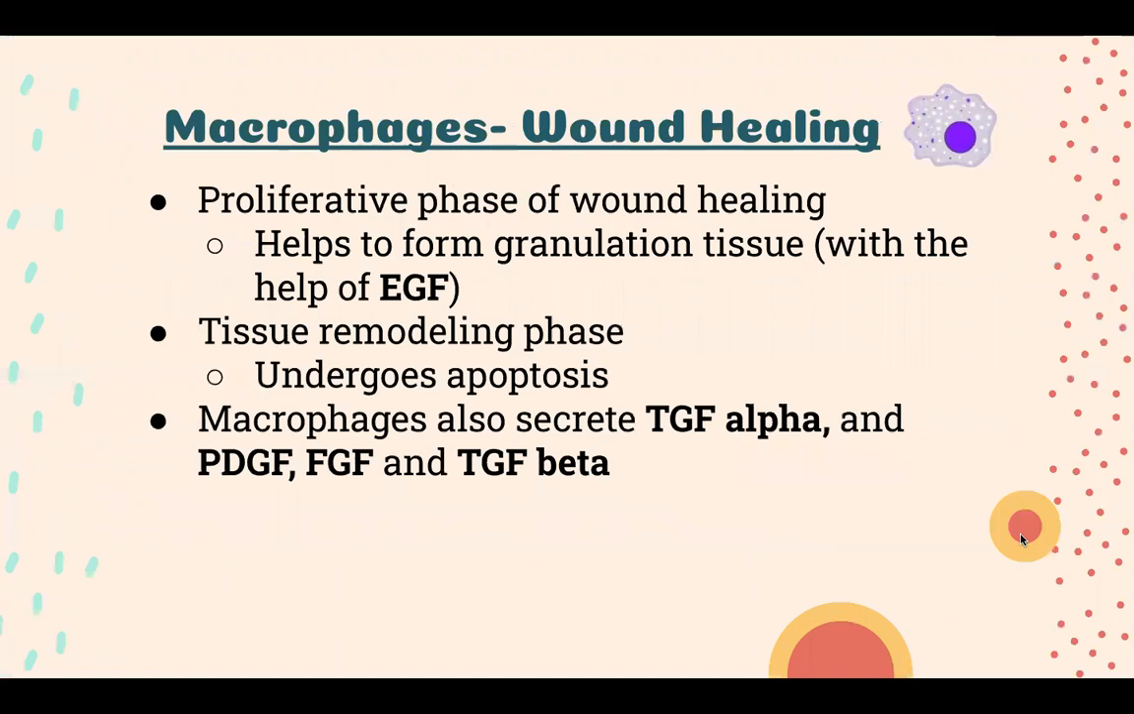Macrophages in wound healing. During the proliferative phase of wound healing, macrophages move into the wound space to help formulate granulation tissue. During the tissue remodeling phase, macrophages undergo apoptosis, and activated macrophages secrete growth factors, which helps with the fibroblast proliferation and chemotaxis of more macrophages.